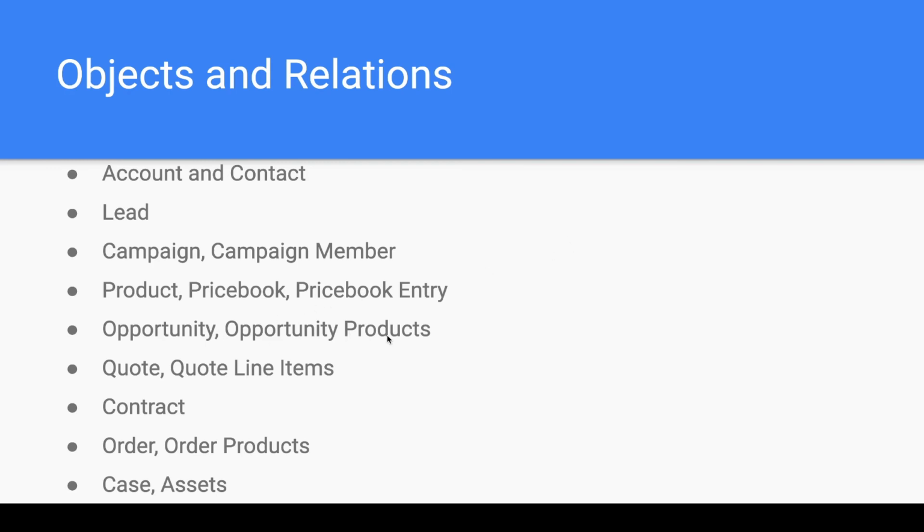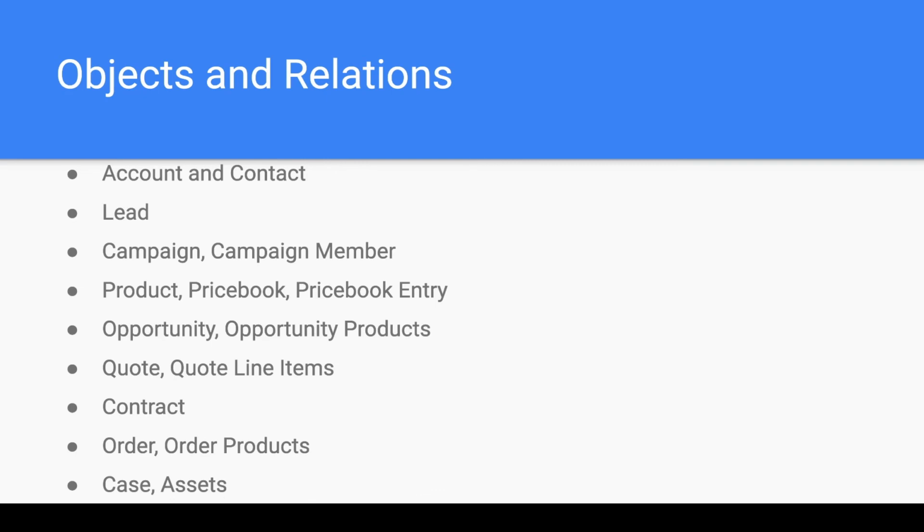Then opportunity and opportunity products. Opportunity is used to track a sales deal with a company. It can succeed or fail, but still you track it so that you can run reports on it and later study where it went wrong and what you can improve. So you will be tracking all your sales process through opportunity and different stages of opportunity. And opportunity can have multiple products under it. These are different products that you are selling as part of that sales deal.